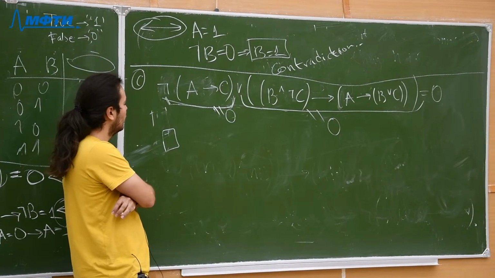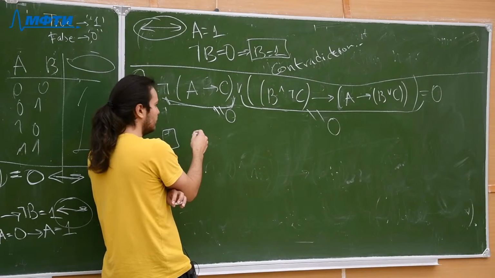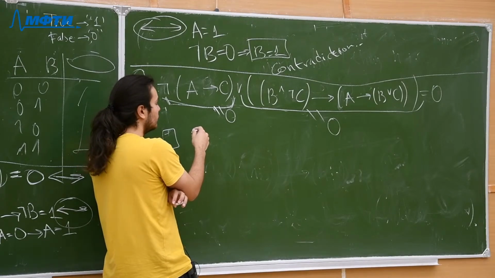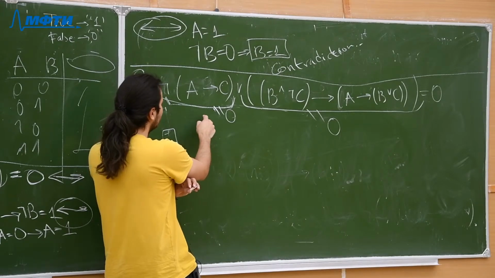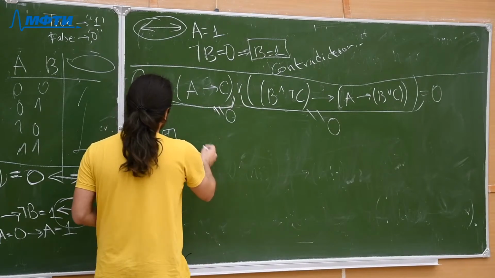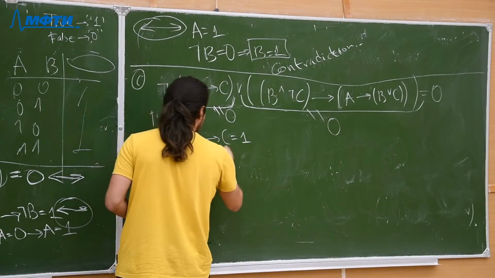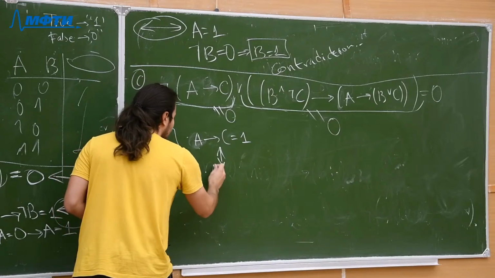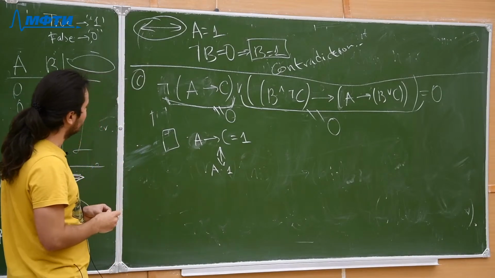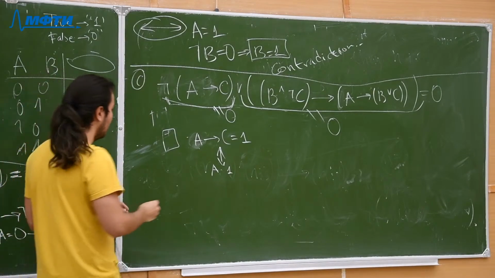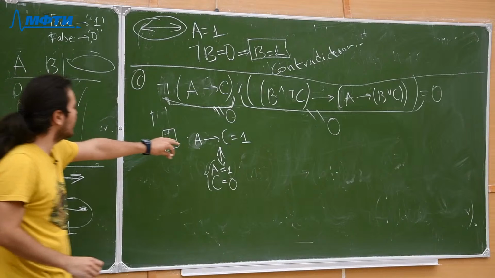The left one is false if only what's inside the brackets is true. Is what? True? What do you mean true? Like A implies C is true. Ah, okay, yes. So if and this is true if and only if A is 1, C is 0. Why not? A is 1, C is 0. Okay, we got the first one, and now this one.